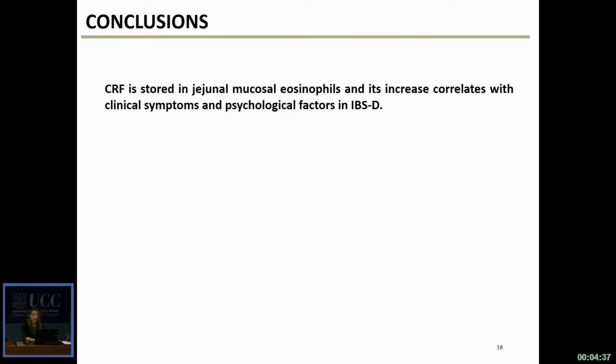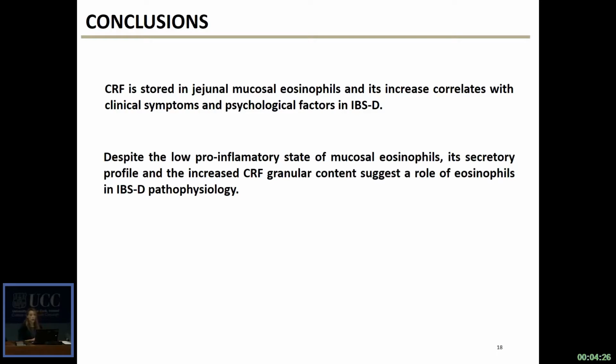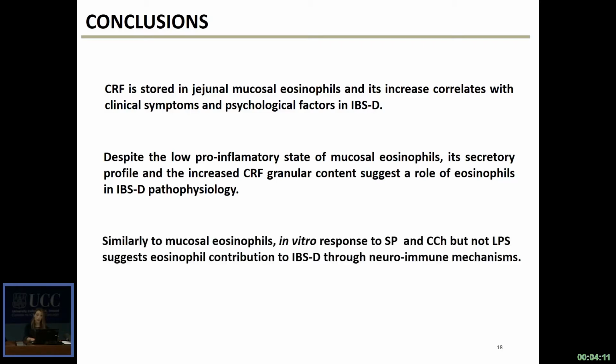From this, we can conclude that CRF is stored in the jejunal mucosal eosinophils, and its increase correlates with clinical symptoms and psychological factors in IBSD. Despite the low pro-inflammatory state of mucosal eosinophils, its secretory profile and increased CRF granular content suggest a role of eosinophils in IBSD pathophysiology. And similarly to mucosal eosinophils, the in vitro response to substance P and carbachol, but not LPS, suggests eosinophil contribution to IBSD through neuroimmune mechanisms.